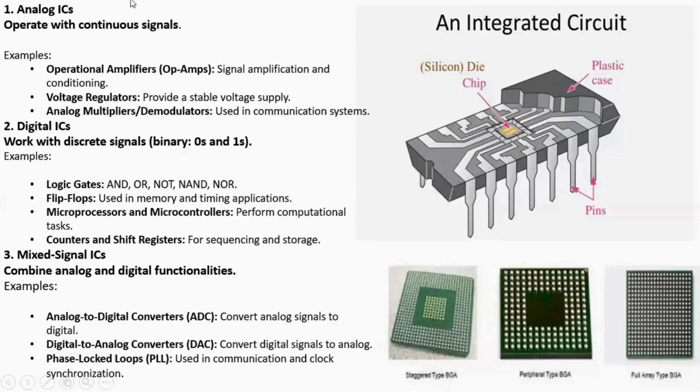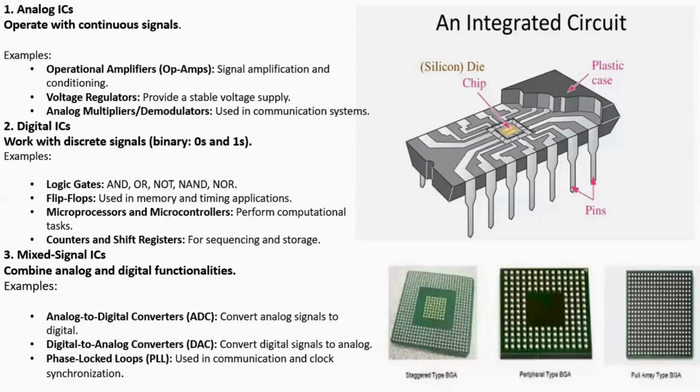Okay, right. Now we'll come to the types, or function, of ICs. You have analog ICs, digital ICs, and mixed signal ICs. These are the 3 basic ICs we should understand. What is an analog IC? Operational amplifier, voltage regulator, analog multiplexer, and demodulators. So these are analog ICs. All power regulators are analog.